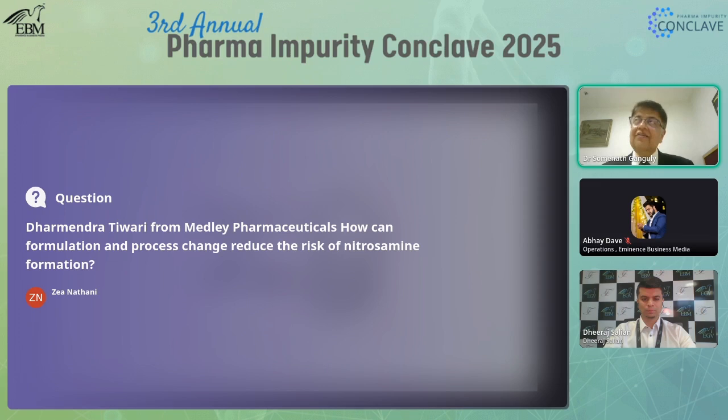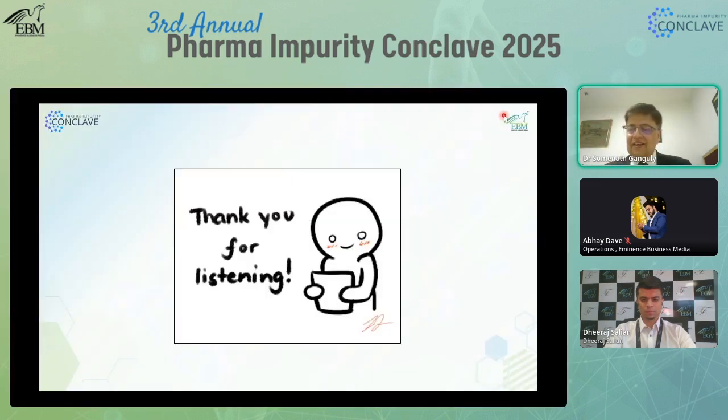Okay, no issue. If nitrosamine is observed in a sample, then from the formulation perspective, suppose the API has the nitrosamine, and the API team has worked on it but is not able to reduce this particular level. The formulation team can use some sort of antioxidants, like sodium metabisulfite and vitamin C, calciferol. These can be used to reduce it in the formulation.